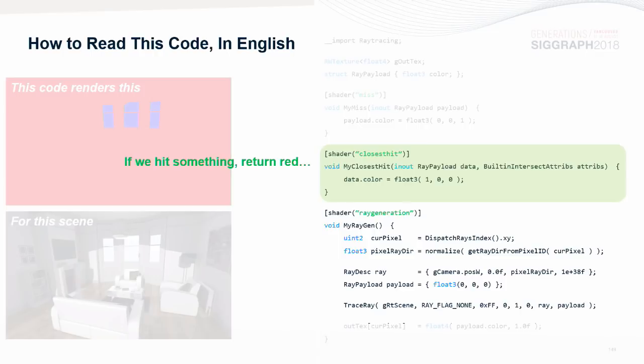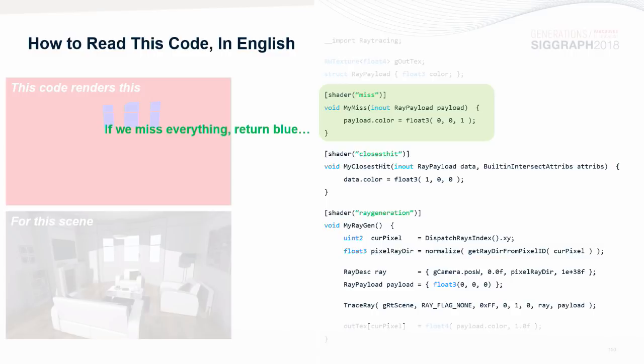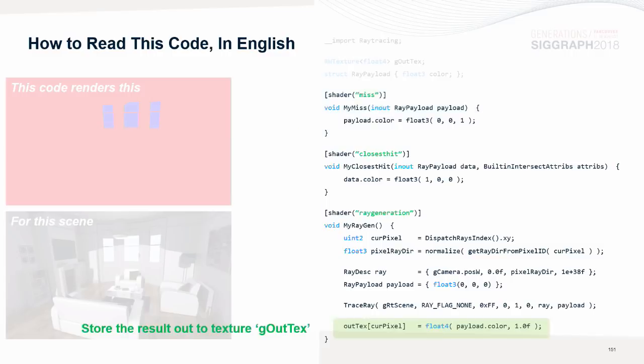If you hit something, you execute the hit shader here, and you return red. If you hit nothing, you execute the miss shader here, and you return blue. And then when you're done, when you've either executed a hit or the closest hit shader, you come back here after you finish the trace ray call, and you write that out to your buffer. So that's what's going on.